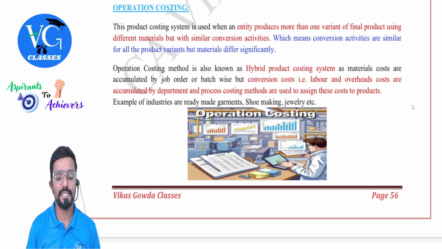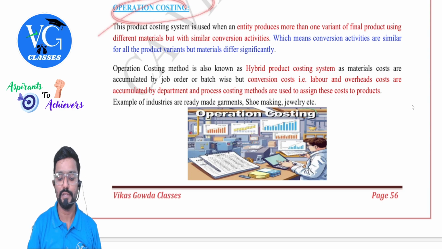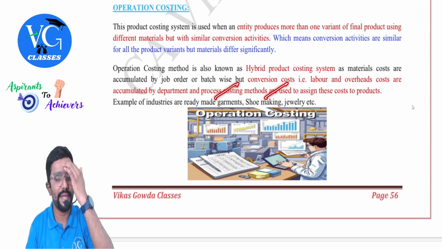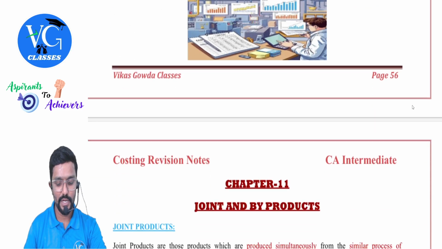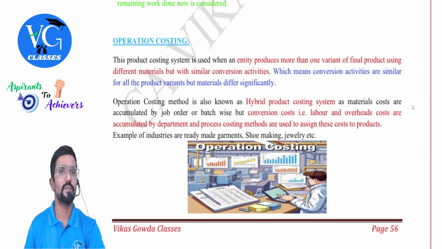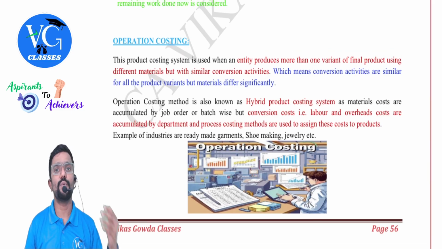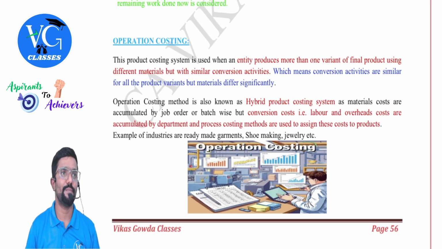Examples of the industries which will follow operation costing are ready-made garments, shoemaking, jewelry, etc. Clear? So this is all about the process costing chapter, guys.